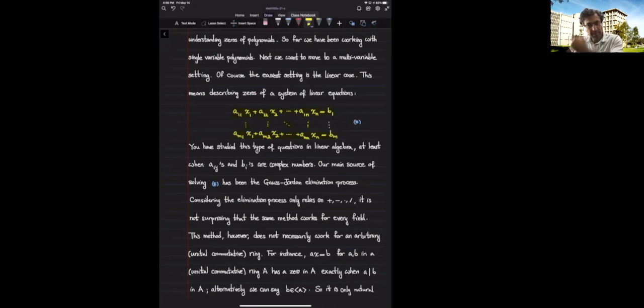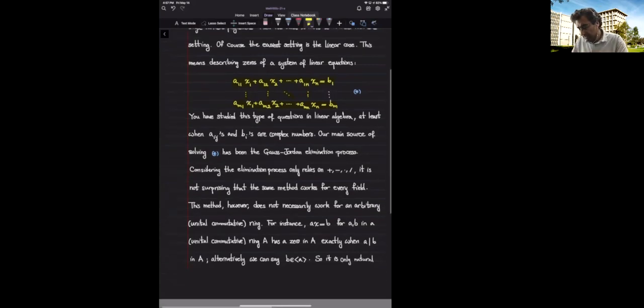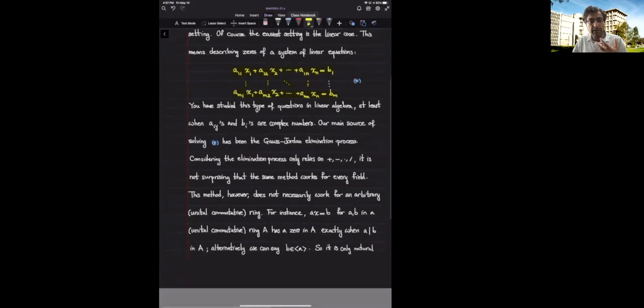Earlier in 100b and in this 100c, we've seen how useful it is to think about linear algebra and vector spaces not only over complex numbers, but also over other fields. Now, we want to answer the same type of questions not only over fields, but over other rings. One thing that I have to point out is that in the case that the a sub ij's are complex numbers or real numbers, our main algorithmic tool has been the so-called Gauss-Jordan elimination process.